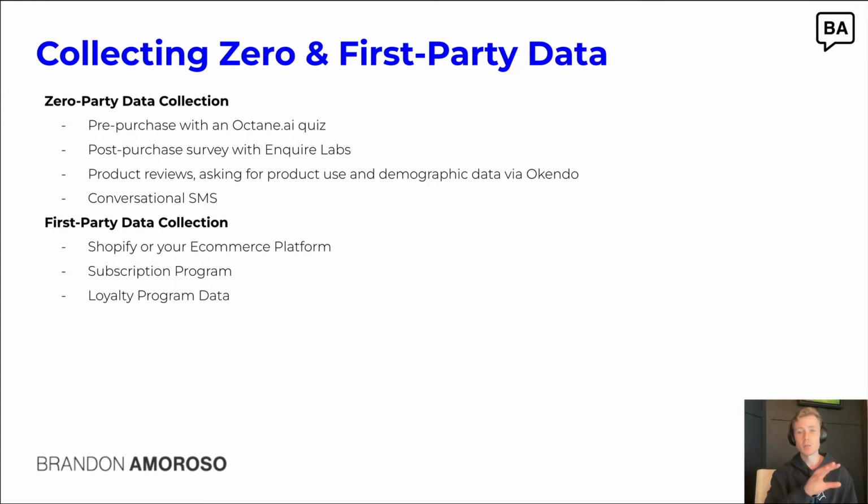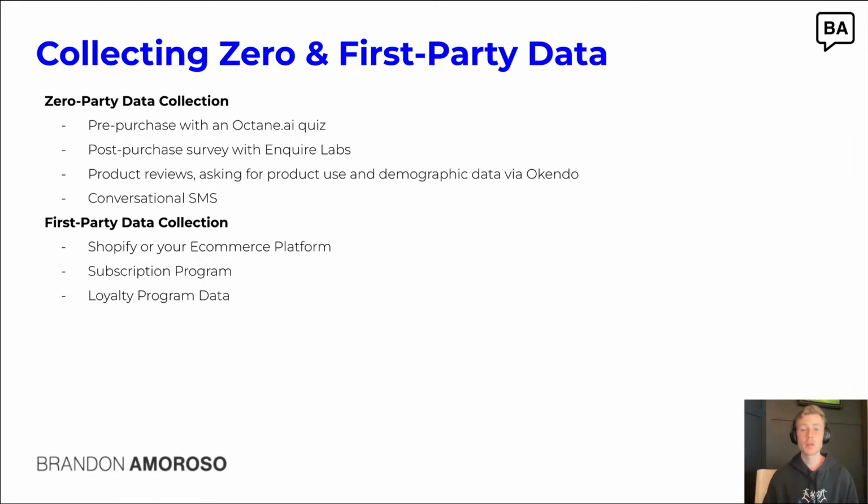So you can ask certain questions, and for a beauty client, for example, you might ask, what is your main skin concern? And they would reply, acne or dry skin or something to that effect. And then that is passed through to your email and SMS marketing platform and can be used later on for segmentation. Next would be post-purchase surveys with a tool like Enquire Labs, where the same concept would apply from the quiz.